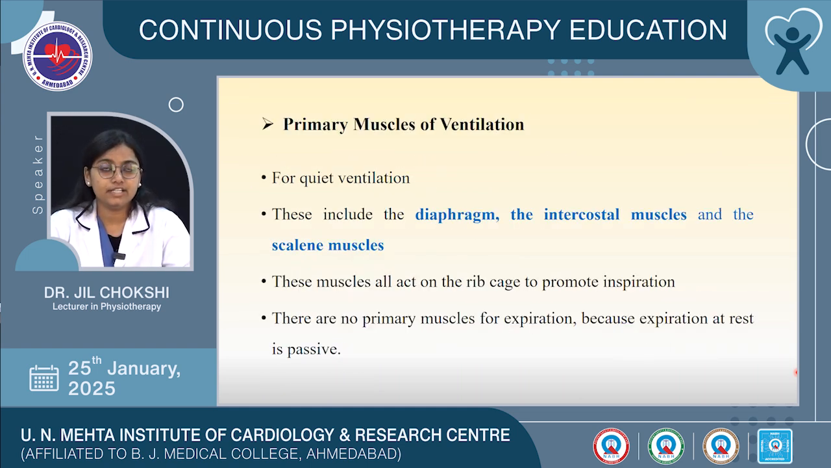Primary muscles of ventilation. For quiet ventilation, these include the diaphragm, intercostal muscles and the scalene muscles. These muscles all act on the rib cage to promote inspiration. Let's see one by one how these muscles help in inspiration. There are no primary muscles for expiration because expiration at rest is a passive process.